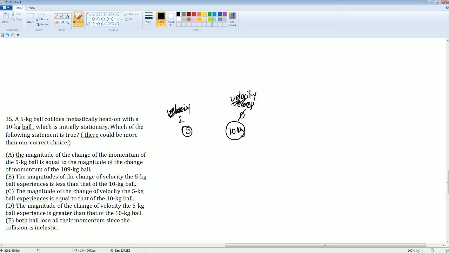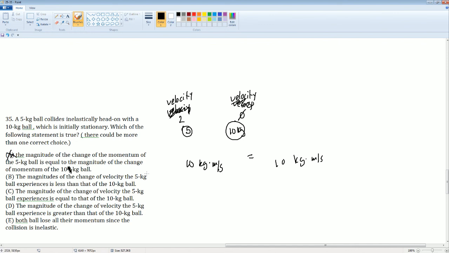Velocity. All right. So if you hit this, this becomes 10 kg times meters per second. In the end, this also has to be the same. This also has to be 10 kg times meters per second. All right. So how does that work? The magnitude of the change of momentum of the 5 kilogram ball is equal to the 10. It should be the 10 kg. It shouldn't be 100. That would be wrong.